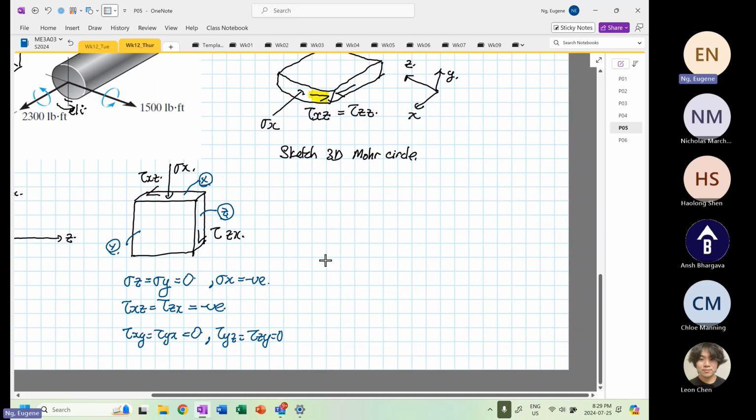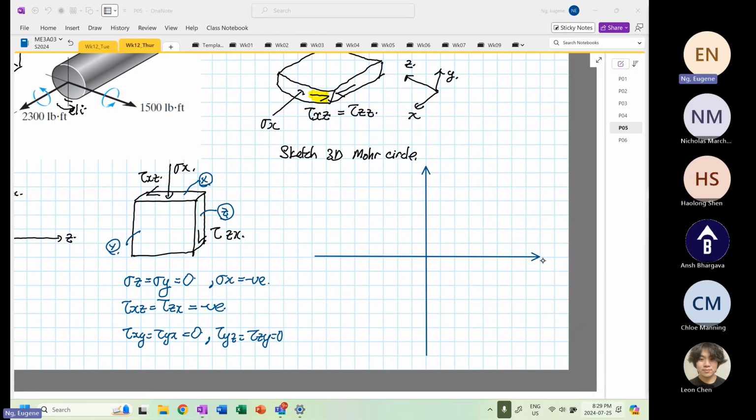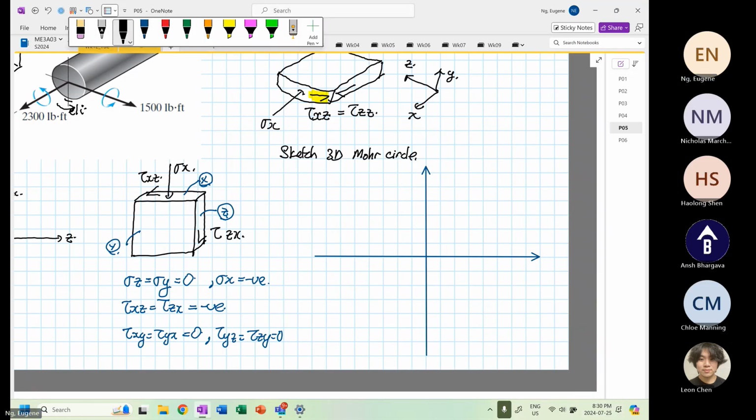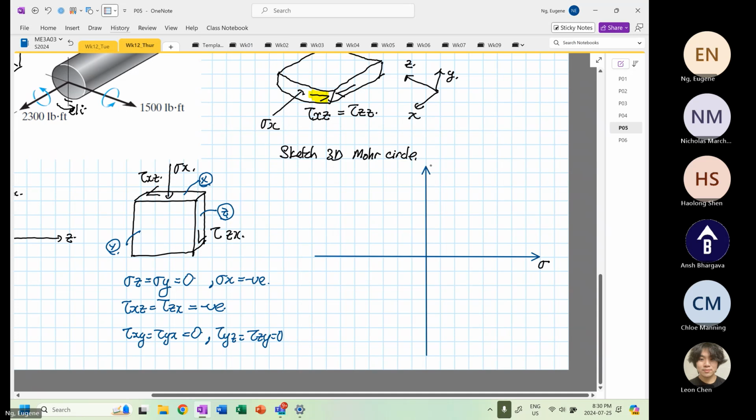So this is our normal stress. This is our shearing stress. Shearing stress: element rotate clockwise, element rotate anti-clockwise. Give me a minute, okay?